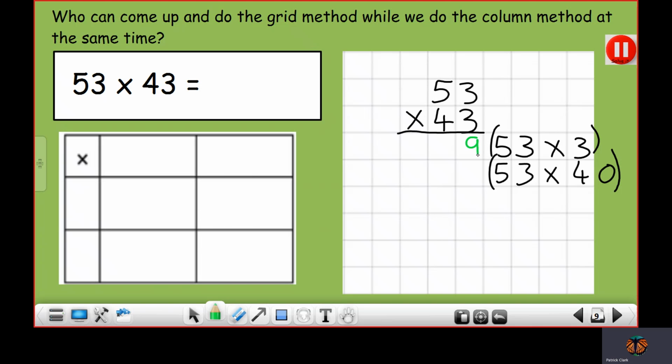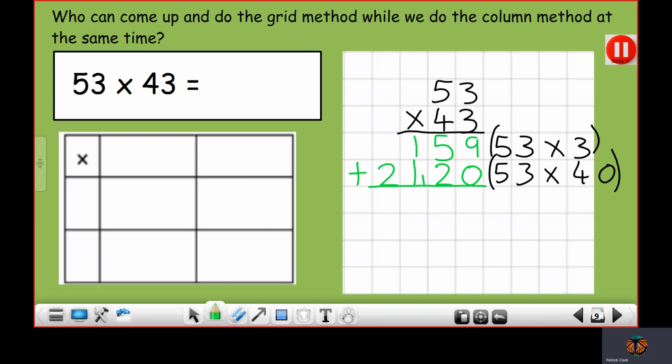3 times 3 is 9. 50 times 3 is 150, so it's going to be 159 to start with. Next, I've got to do 53 times 40. So let's do 3 times 40, which is 4, 8, 12, so it's going to be 120. I'm going to show my 100 there as a small one because I might be writing that next. And then I have to do 50 times 40. Well, 5 times 4 is 20, so this is going to be 2,000. So I have to say 2,000 and add that one, 2,120. I'm going to underline it.